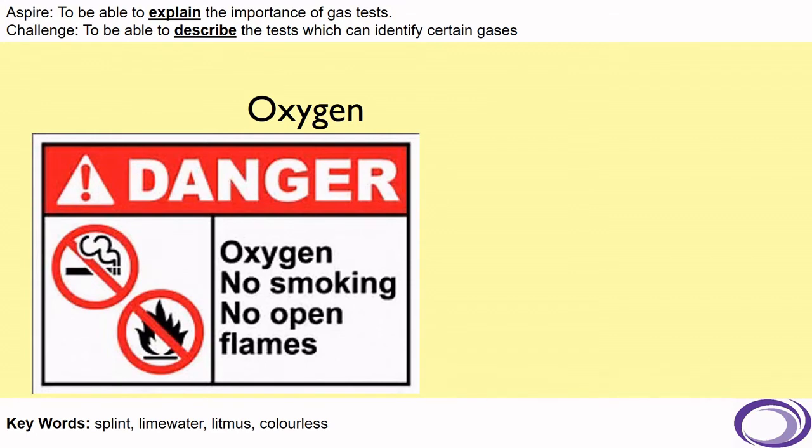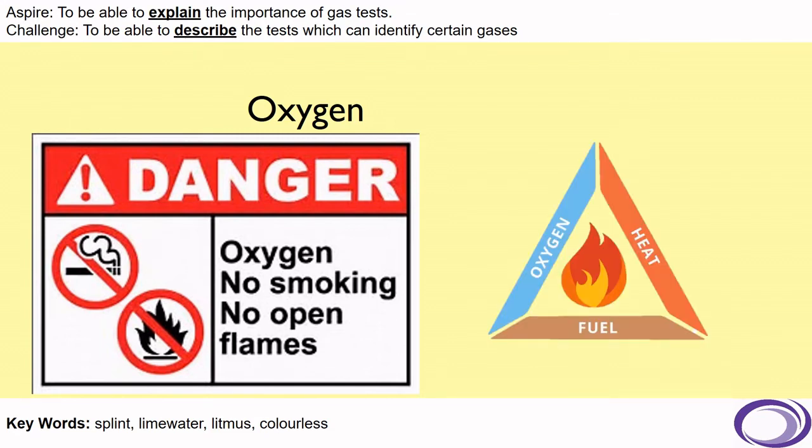The next gas for us to look at is oxygen. Oxygen obviously being a really important gas for us, but we have mentioned it when we looked at the fire triangle earlier on in school. Oxygen is one of the 3 things required for fire, and it's that property that we can use to test for oxygen gas. Now, this is similar to the hydrogen test, but there's a few very important differences.